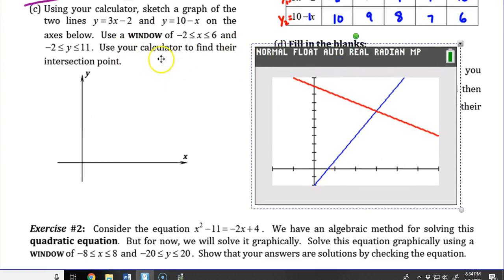Okay. It says make a sketch of this. So y-intercept at negative 2. Again, we should label up our axes. Negative 2 up to 11 in the y direction, and the x negative 2 to 6.